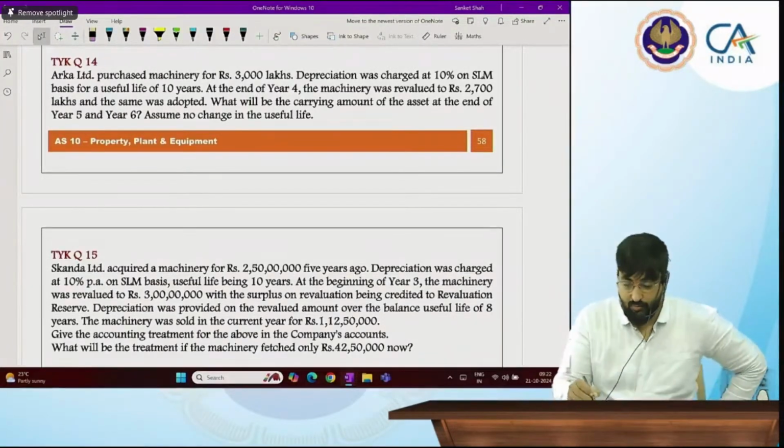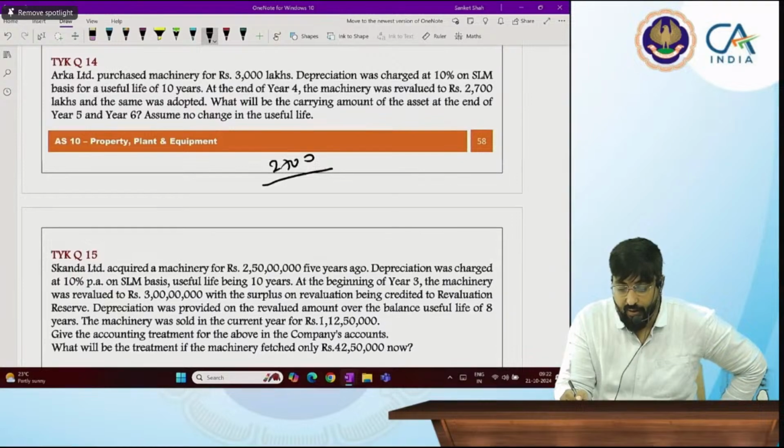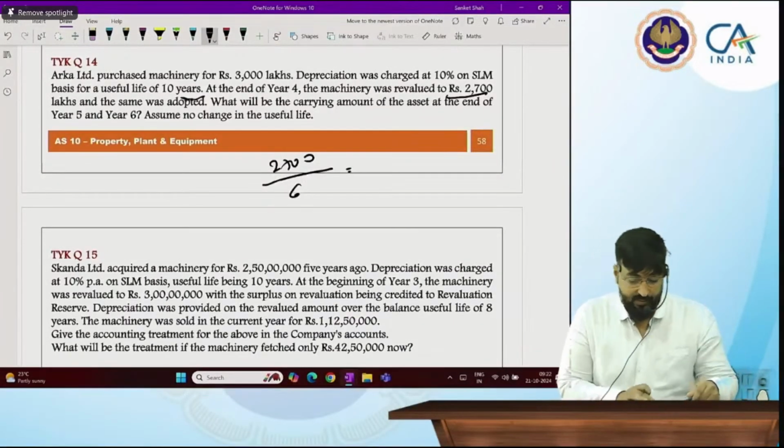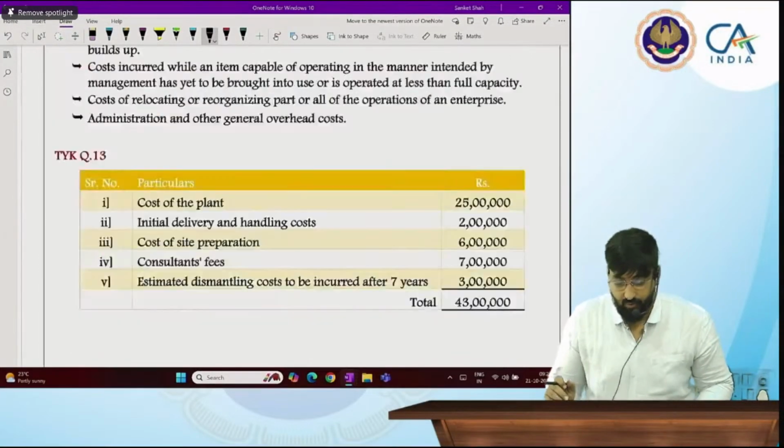So sir, we will apply 10% on 3,000 for 4 years. 2,700 divided by 6. At the end of year 4, the machinery was revalued, so we also have to look at that. It depends on which policy you are using. 450, so your carrying amount becomes 1,800.